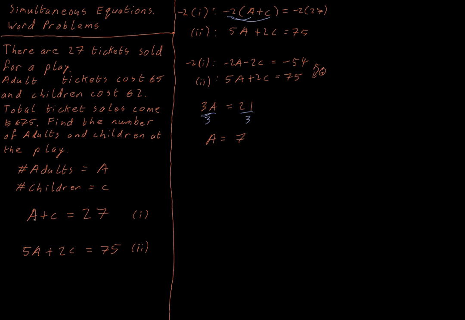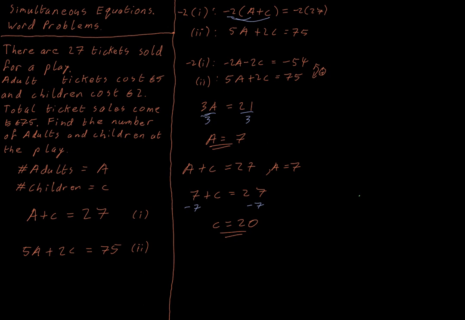And I know that the number of adults plus the number of children is 27. So I'm now going to use that, as we usually do with solving simultaneous equations. I now know one of my letters, and I sub back into one of my original equations. So 7 plus c is equal to 27. I want to get c by itself, so minus 7 from both sides. And I can see that there must have been 20 children at the show and 7 adults at the play, I should say. And that is what we need for our simultaneous equations with word problems.